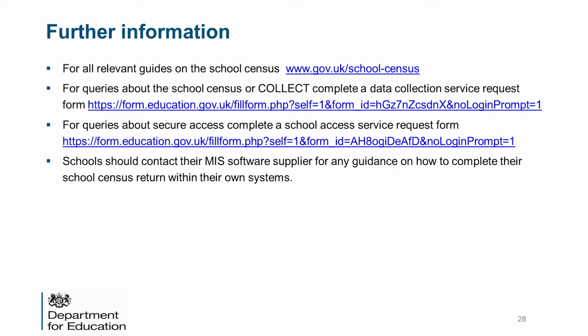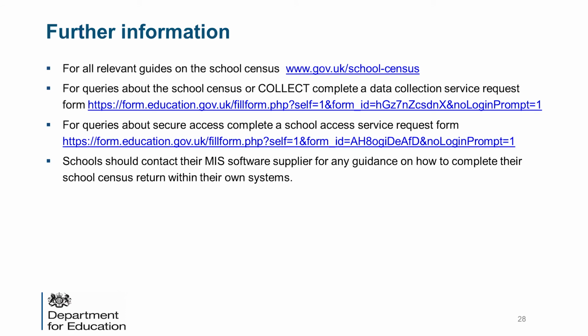This slide provides links which you may require before and during the collection. More information about how to submit your census data to us, including details about what data is collected for each termly census, can be found on the school census page. Please take some time to read these documents as they will help you fulfil your statutory requirements and successfully complete an accurate census return. In addition to the online documents, we also provide a data collection forum.